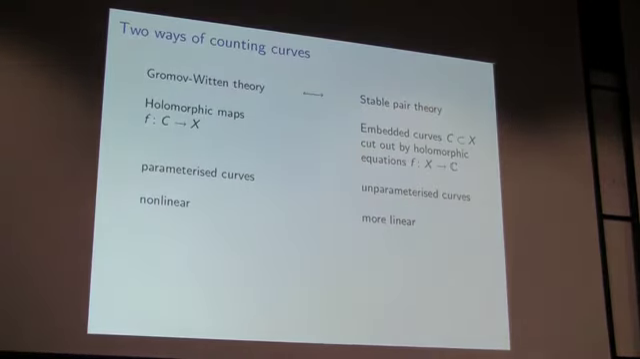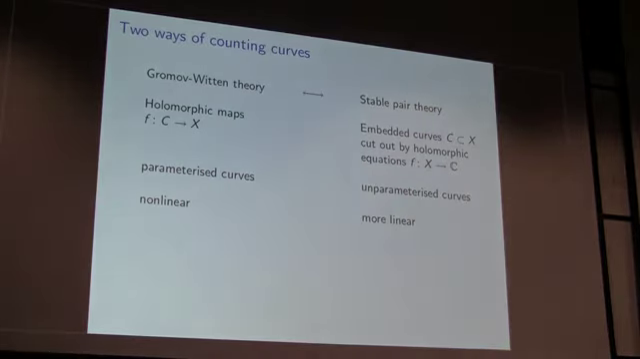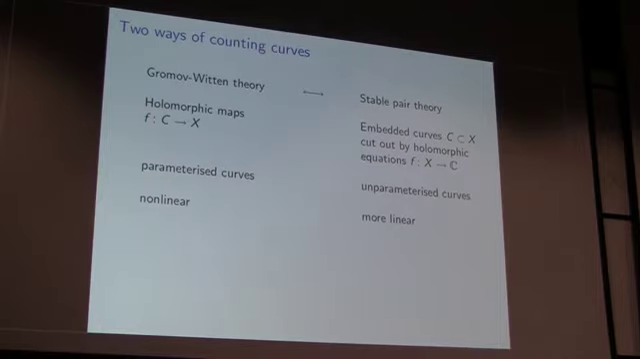And the MNOP conjecture is a statement about two different ways of counting curves. So there's this Gromov-Witten theory, which counts holomorphic maps from a curve into some complex space. And there's another way of describing a complex curve, which is you could have some curve which is the zeros of some holomorphic equation. So these are two ways of describing curves. And this leads to something called stable pair theory. So these are like parameterized curves and these are unparameterized curves.